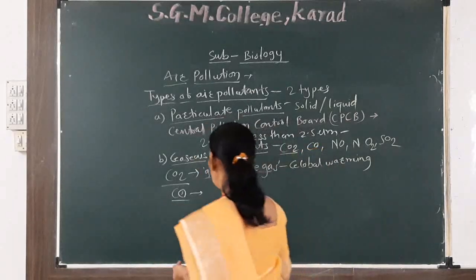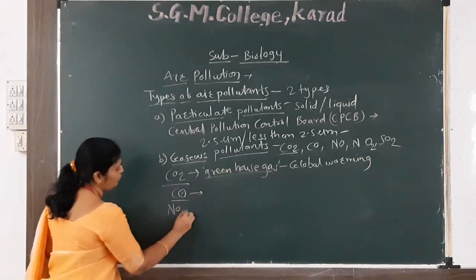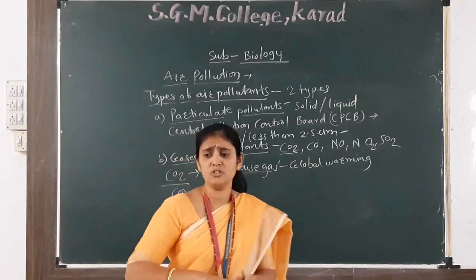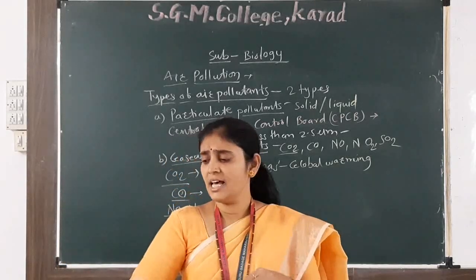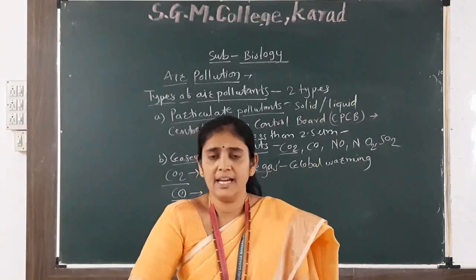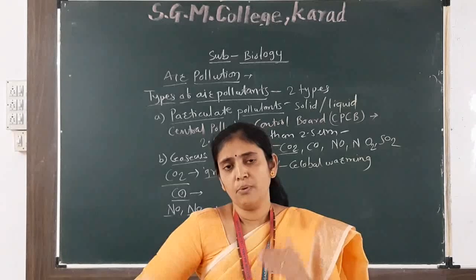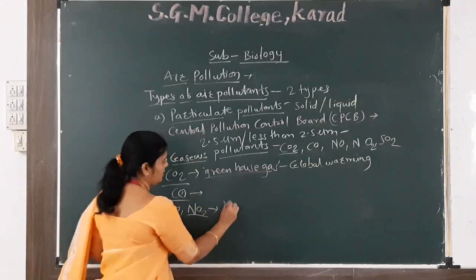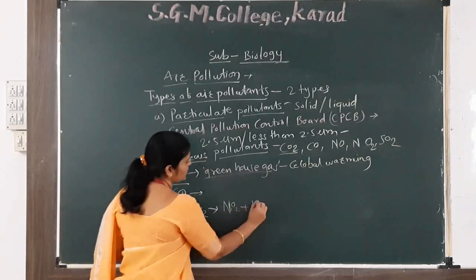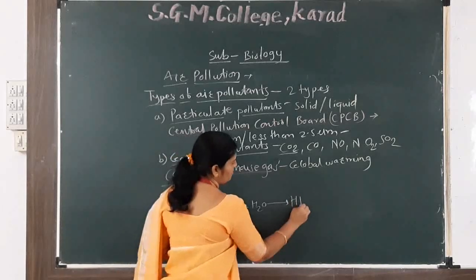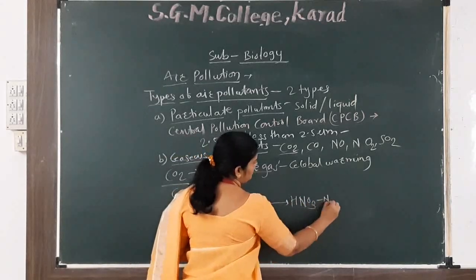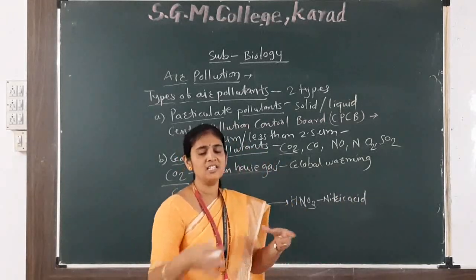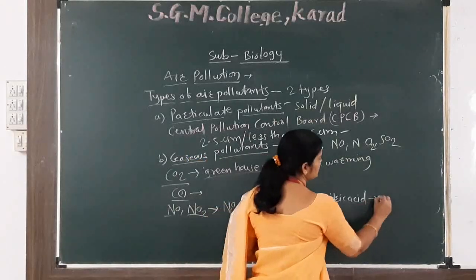Then nitrogen monoxide and nitrogen dioxide, NO2, these two gases are also very harmful. These gases are produced by automobiles and different chemical industries, and when NO2 combines with water, there is production of HNO3, that is nitric acid, and when this nitric acid combines with water, it forms acid rain.